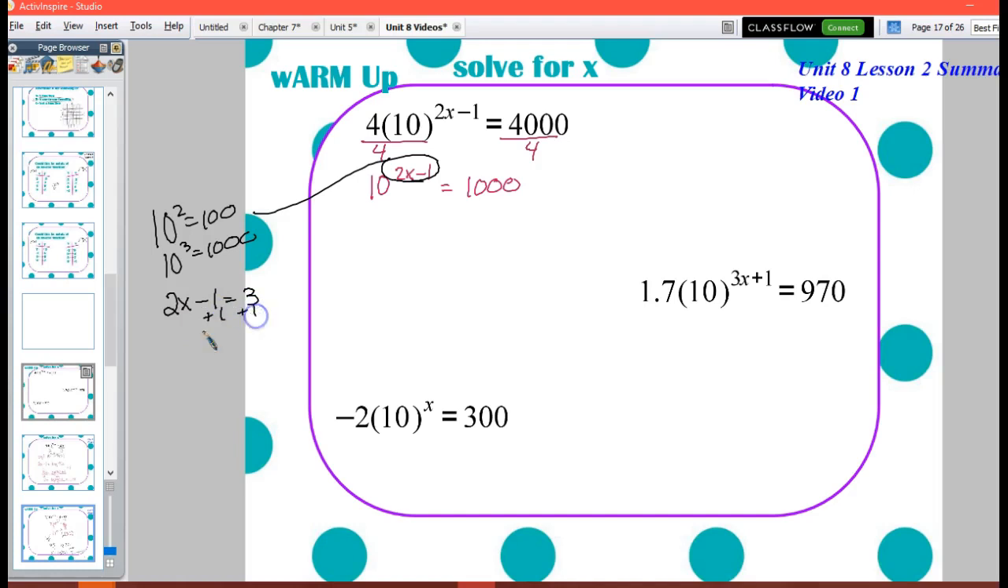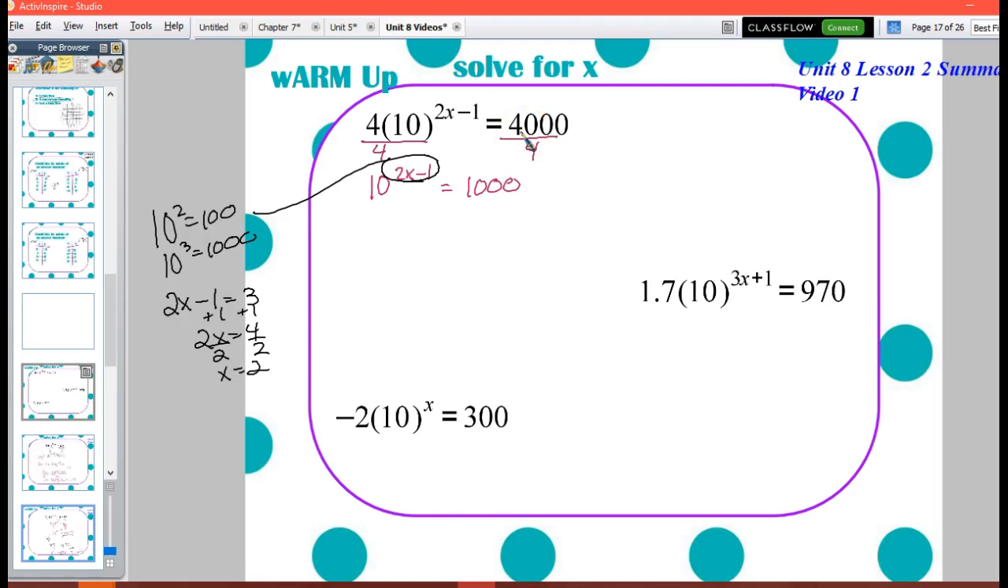If you add 1, you get 2x equals 4, and divide by 2, we know that x is going to be 2. And if we put that back in here, 2 times 2 is 4, 4 minus 1 is 3, 10 to the third is 1,000, times 4 would be 4,000.